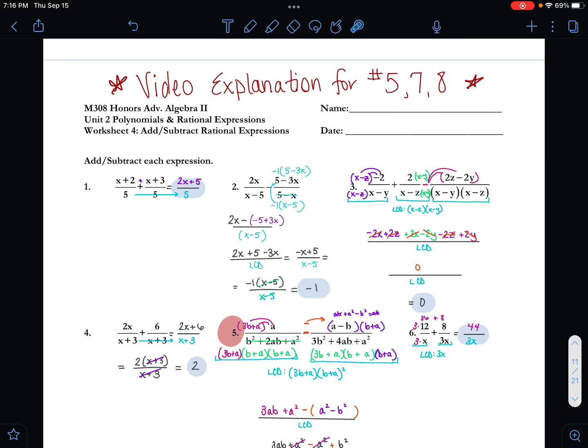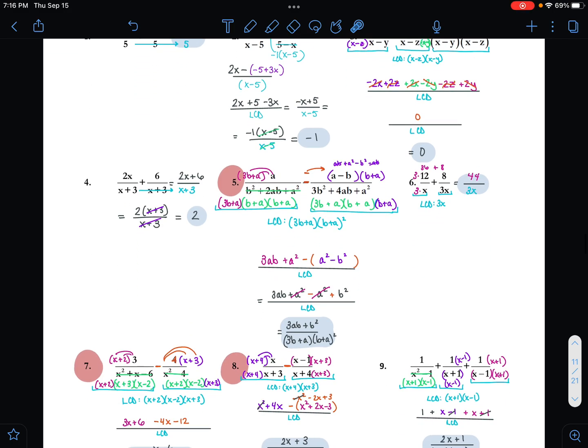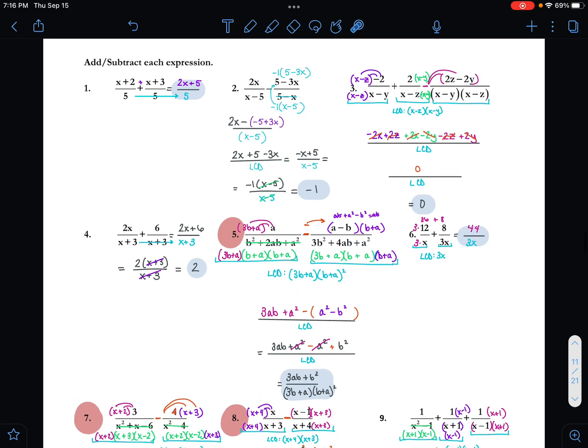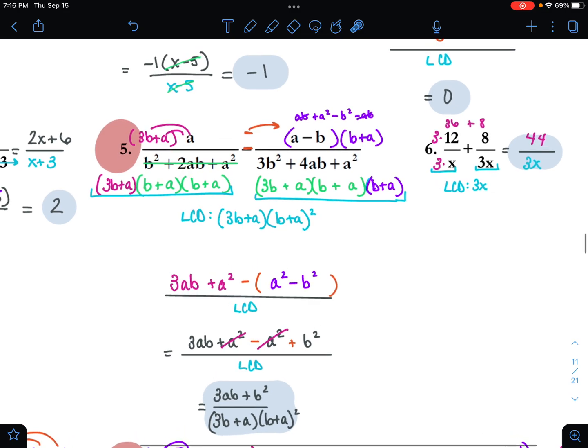All right, here's a couple of explanations from problems from worksheet 4. I'd like to start with number 5. So here we are adding and subtracting rational expressions. In order to add and subtract rational expressions, we need common denominators. So here with number 5, first thing you're going to do is factor the given quadratic here.